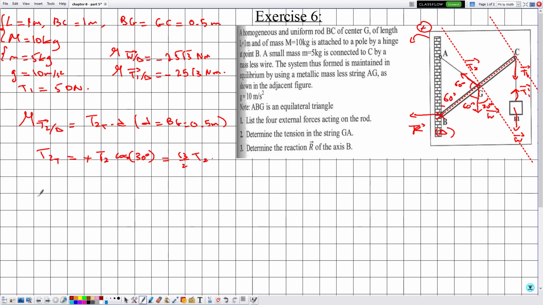So the moment of T2 around delta is equal to radical 3 over 2 T2 multiplied by the distance, which is BG, which is 0.5. Okay, so 0.5 times 0.5, 0.25, radical 3, so it is radical 3 over 4 multiplied by T2. So now we can say that the sum of moments around the axis delta is equal to 0 because it is in rotational equilibrium. Let me say at rotational equilibrium.